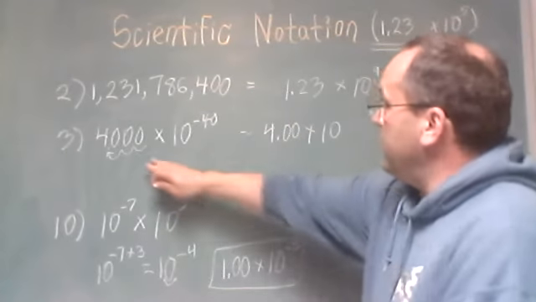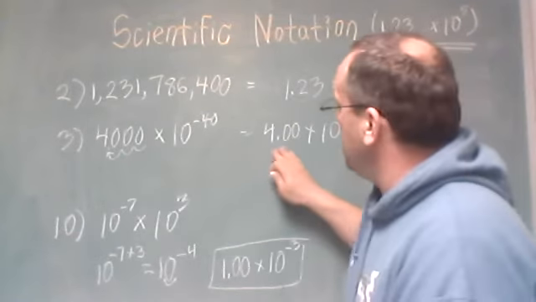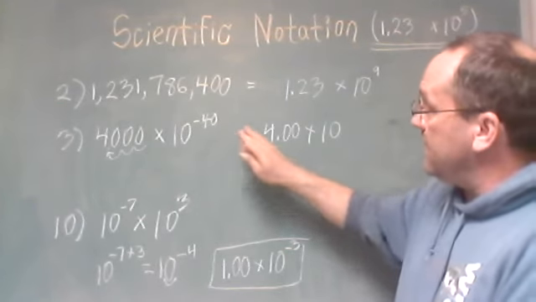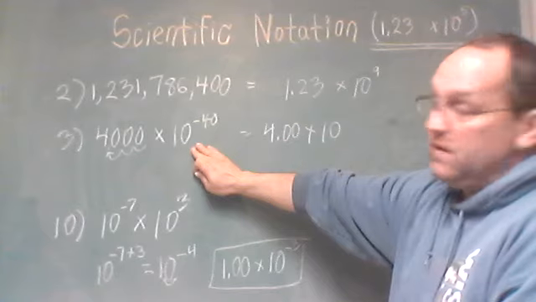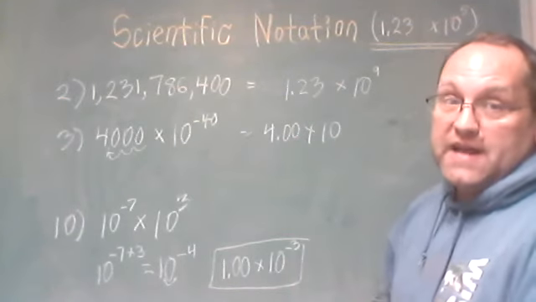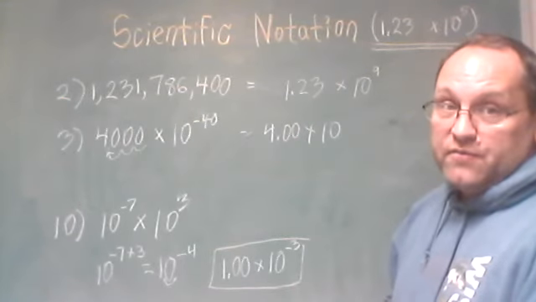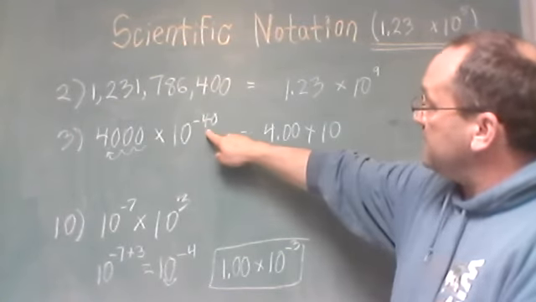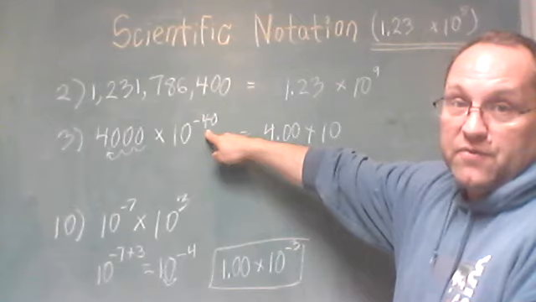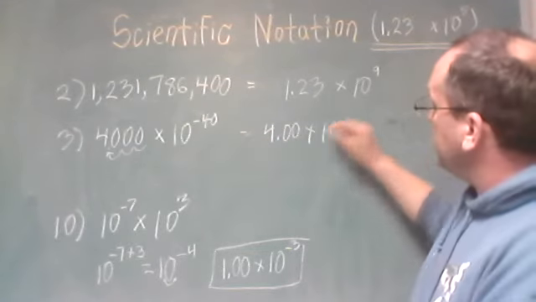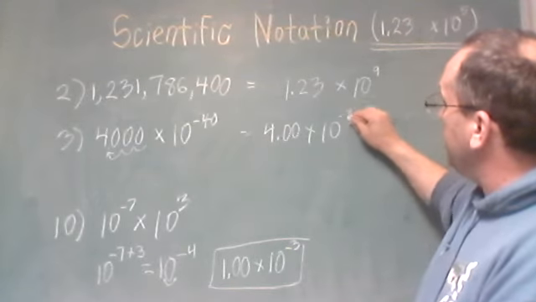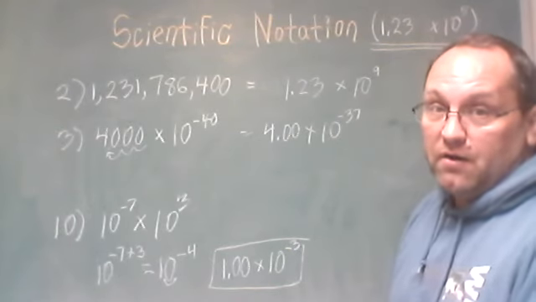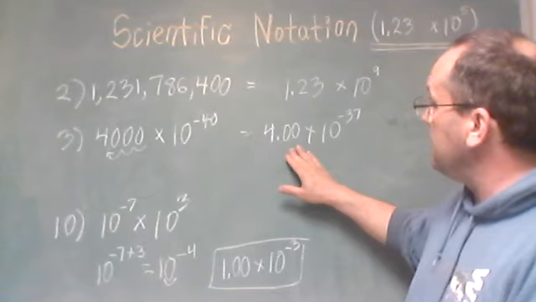What have we done to that front number? We have made it smaller by 3 decimal places. So to compensate, we must make this power of 10 bigger by 3 decimal places to keep it equivalent. To make this power bigger by 3, it's going to change into a minus 37, because minus 37 is bigger than minus 40.